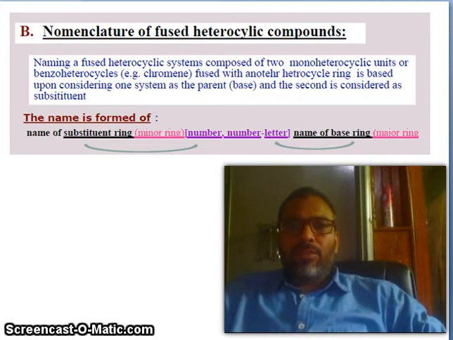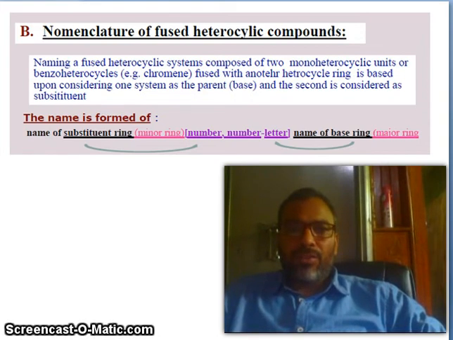Today in this video, I am going to explain about nomenclature of fused heterocyclic compounds. What does it mean? When two heterocyclic compounds combine together, or one benzene ring combines with a heterocycle, what types of compound will form and how will you do the nomenclature?